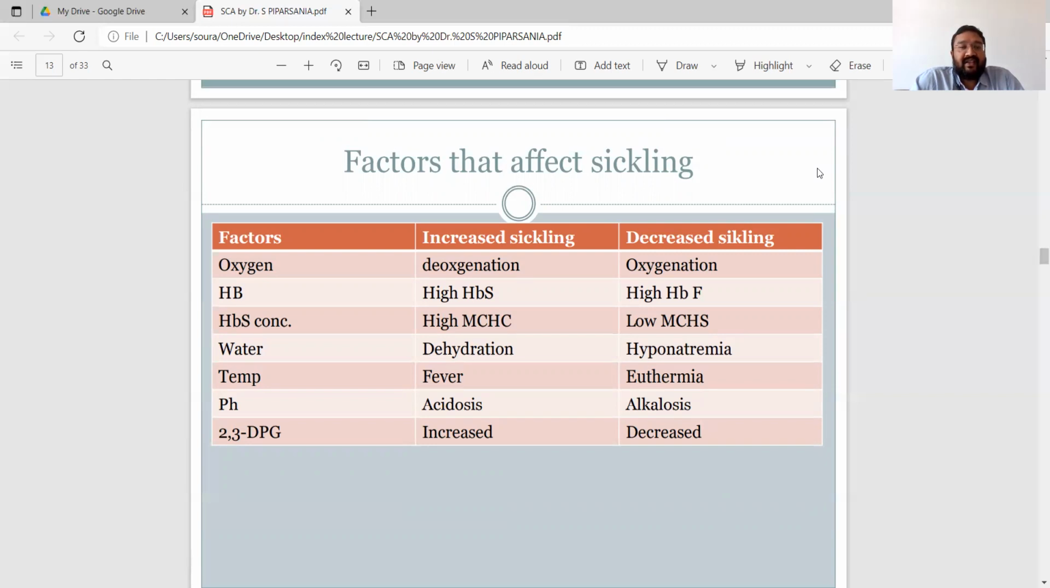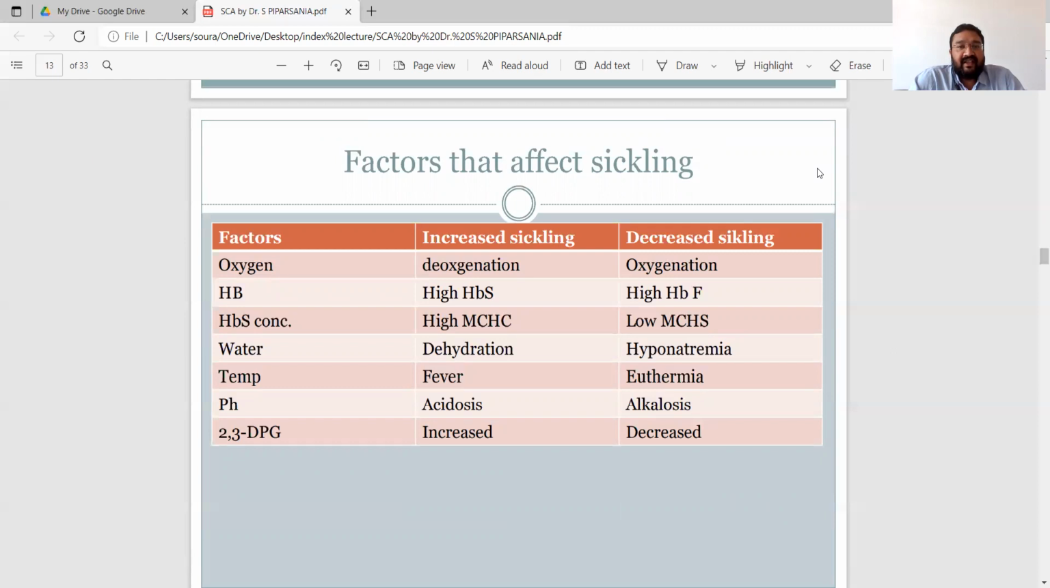A high MCHC increases the chances of sickling, while a low MCHC decreases the chances of sickling. Dehydration increases sickling, while normal hydration and overhydration decrease the chances of sickling. That is why children who are sickle cell positive are given good hydration therapy and oxygen support, which minimizes sickling. Temperature: fever increases the chances of sickling.